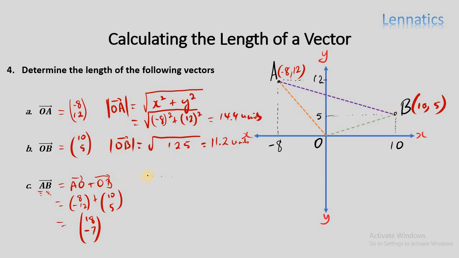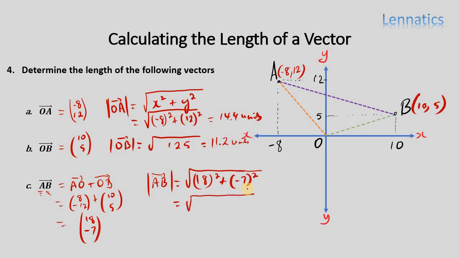Alright, so now we're going to find the length of vector AB. So we're going to square the x component. The x component is 18, so we're going to square that and add it to the square of the y component. Squaring 18, I'm going to get 324. And then we're going to square negative 7, which means negative 7 times itself, which would be positive. Negative times negative is positive. Positive 49, that is. We add 49 to that figure. We get 373. So that's the square root of 373.